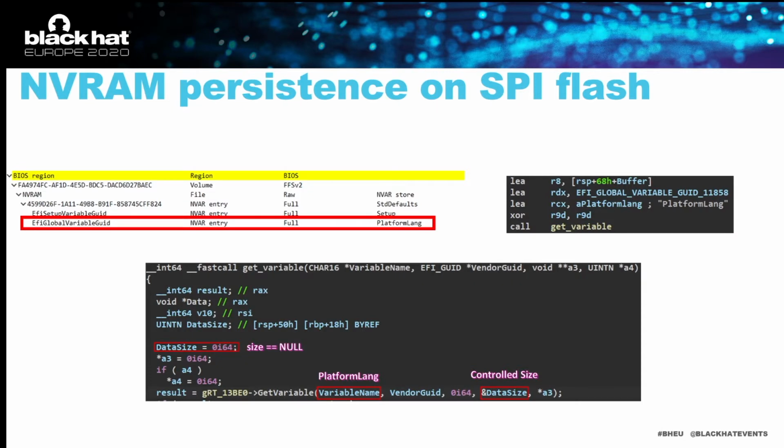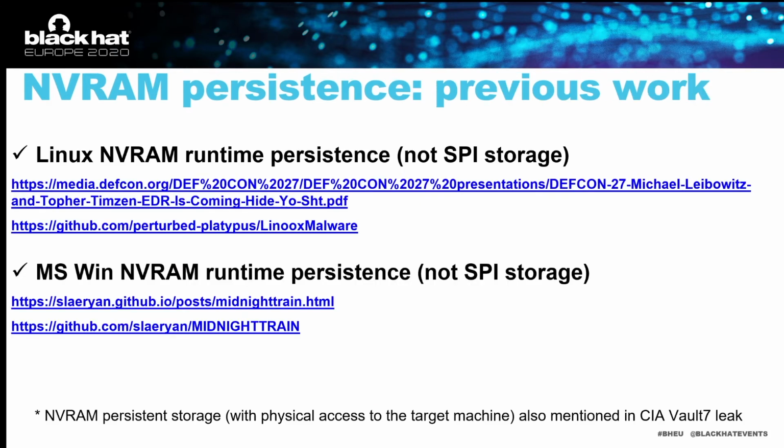As an example, the PlatformLang variable is quite a common case, because it's a normal EDK variable for choosing the language for the platform. On this screenshot, we can see the issue where the size is null, but we can control this size, and the platform variable can also be controlled by the attacker. We'll talk about these vectors a bit further, and Andrew will cover a lot of additional details.